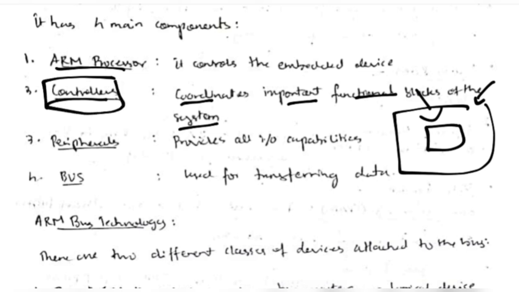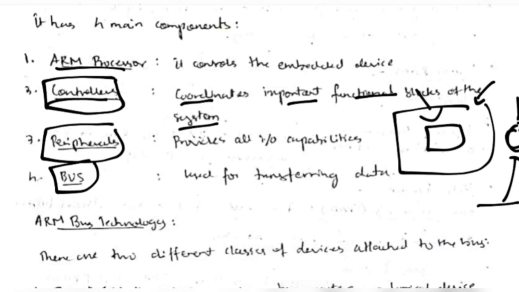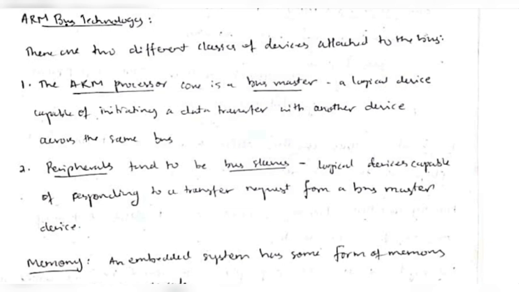The third one is peripherals. See, this is the input and this is the output, so the connection between the input and the output will be done by the peripherals, okay. And the fourth one is bus. Bus is used for transferring the data. Inside this, the internal buses will be connected, so that will help in transferring the data between the input and the output, okay.